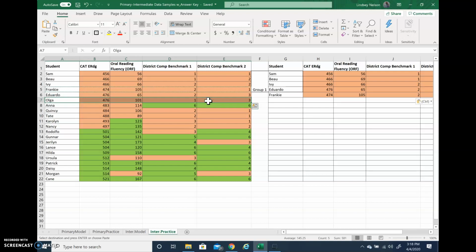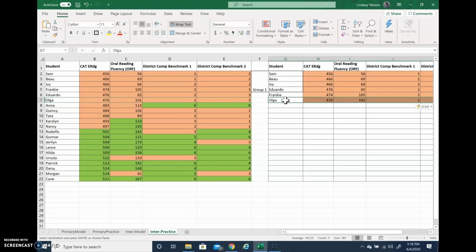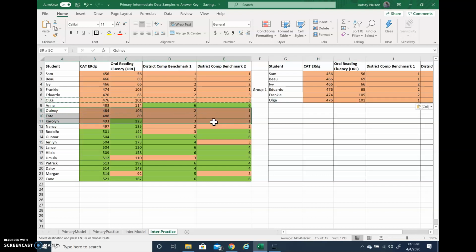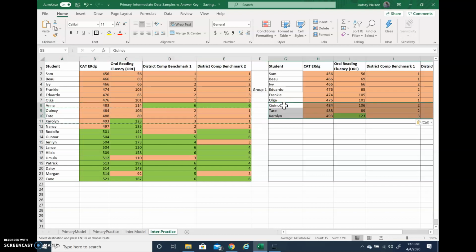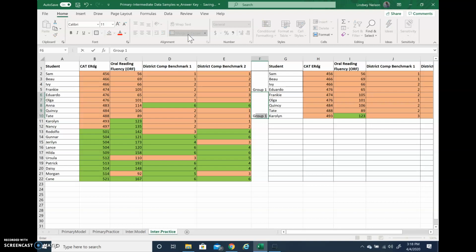For now, let's go ahead and add Olga with Frankie, and then let's add Quincy, Tate, and Carolyn as well, all with very similar data points when we look at them. This will form group 2.